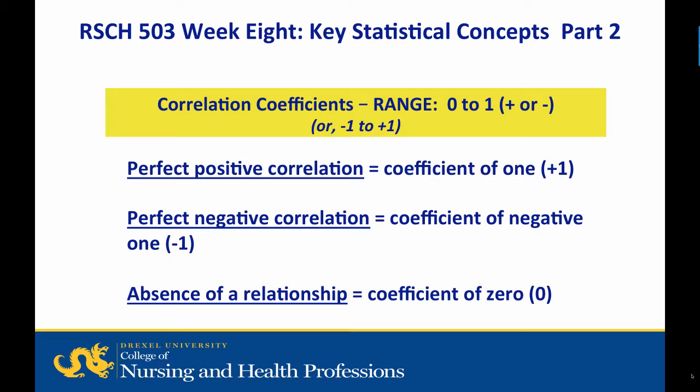This perfect positive correlation will have a value of +1. When two variables are perfectly negatively correlated, an inverse relationship exists such that a higher score on one variable is always associated with a lower score on the other. This perfect negative correlation will have a value of -1. When there is no relationship between two variables, they are said to be uncorrelated and the value is 0.